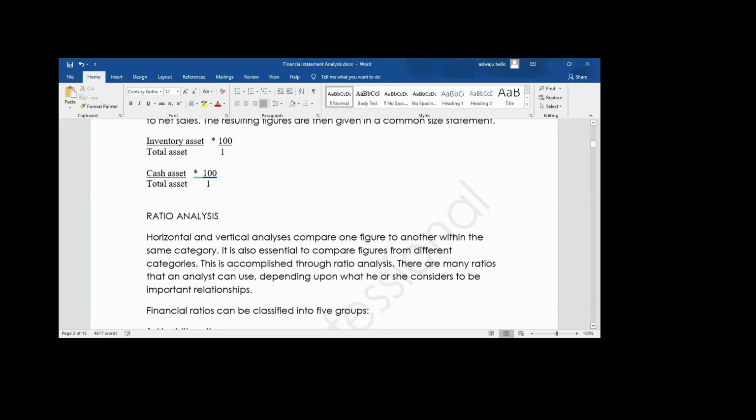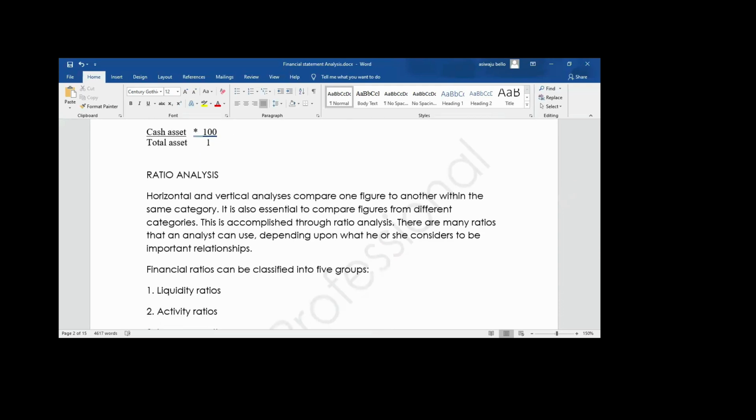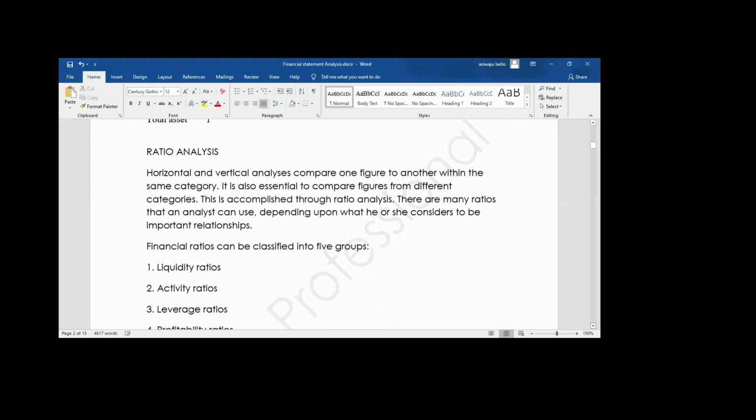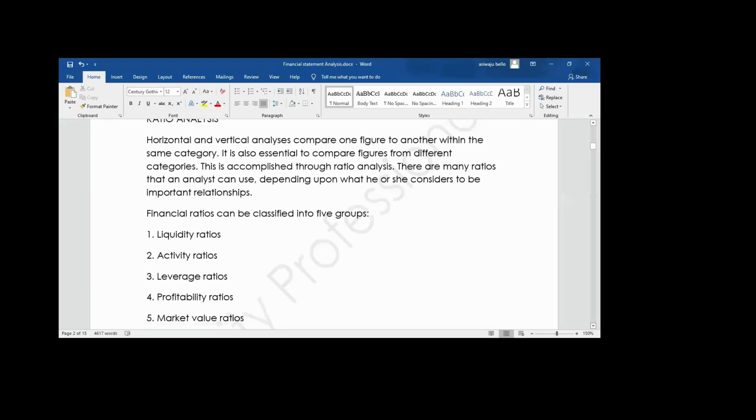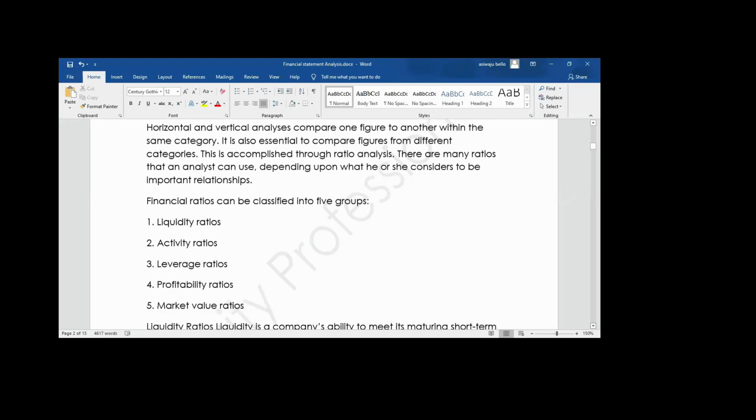Under ratio analysis, we have like 4 or 5. We always pay attention to 4. We have profitability ratios, liquidity ratios, activity ratios, leverage ratio. Your leverage ratio is also your financial risk ratio. Then we have market value ratio. Your market value ratio is your investor's ratio.